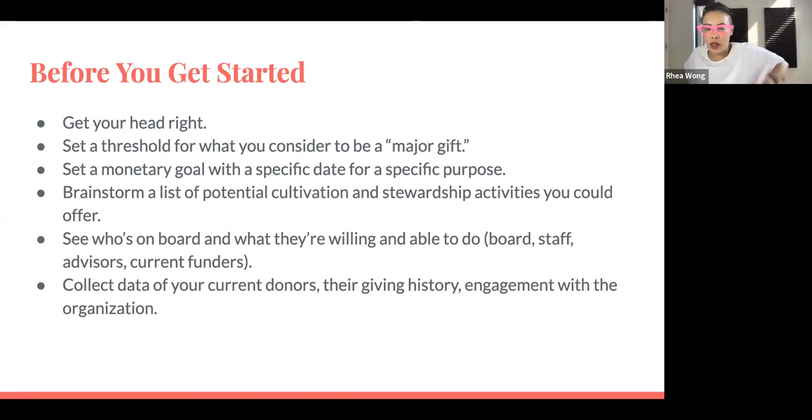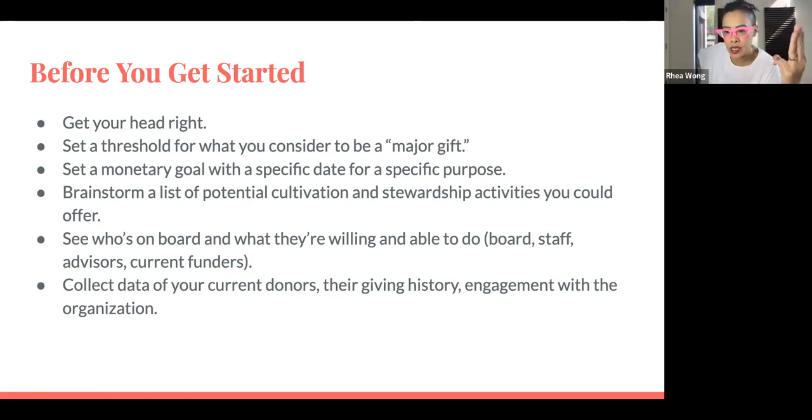We talked about a major gift, setting a monetary goal. We're going to talk about potential cultivation and stewardship activities. We also have to see who's on board and what they're willing and able to do. And when I say who's on board, I want you to think about all of the different nodes in your network, right? Your board, your staff members, your funders, your advisors.